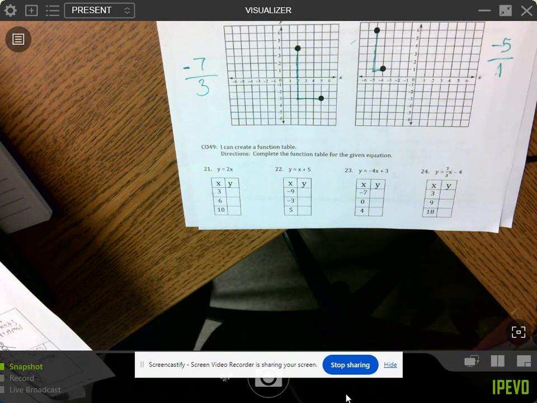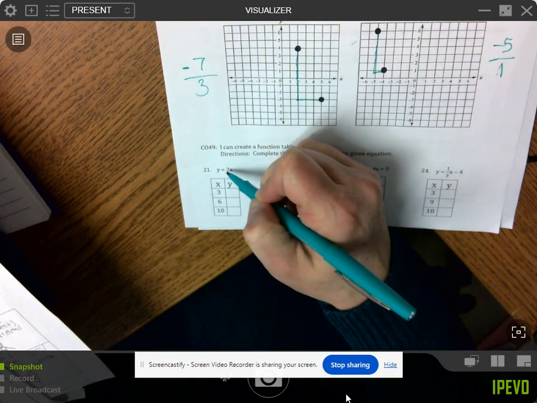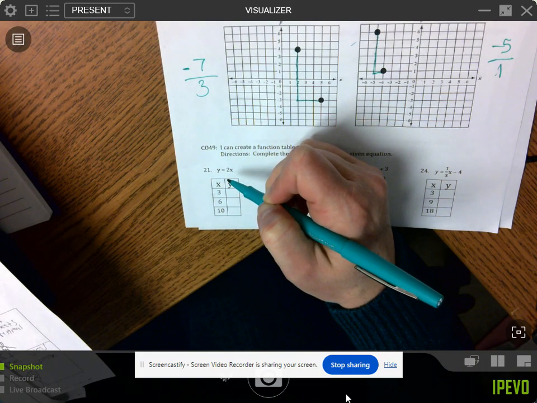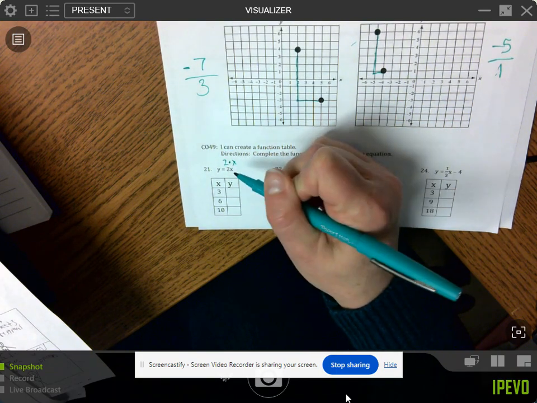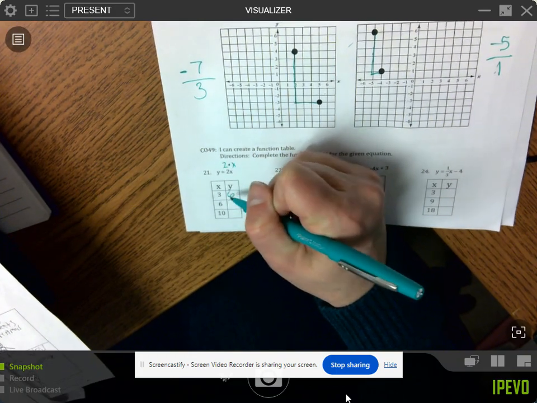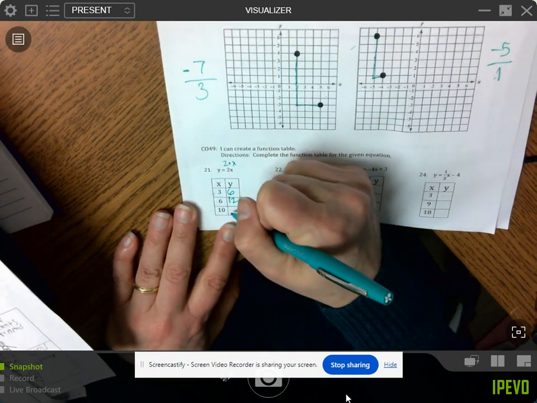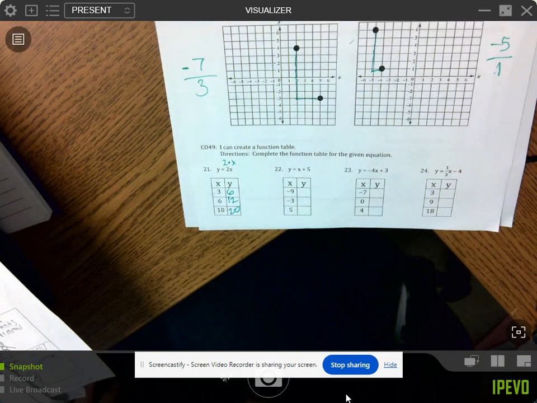Okay. All right, function table. The first function table, we had y equals 2x. What math are we doing when there's a 2 next to the x? What math is that? Marina? Multiplying. It's 2 times whatever our x is. So 2 times 3 is 6. 2 times 6 is 12. And 2 times 10 is 20. So we just had to do the math that was there.